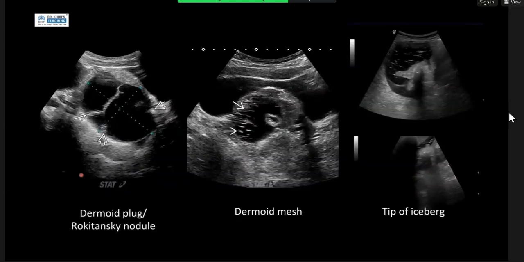So instead, from StatDX, this is the dermoid on ultrasound. This is a dermoid plug or Rokitansky nodule. This is the dermoid mesh. These are hair products, fine linear echogenic. And this is a tip of the iceberg sign. So you've got this shadowing, which obscures the rest of the lesion. And these are some echogenic signs in here. And so you see here the tip of the iceberg sign. Okay.